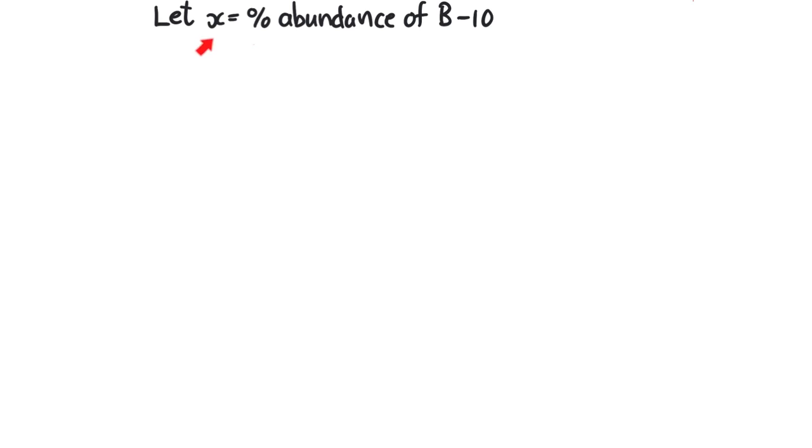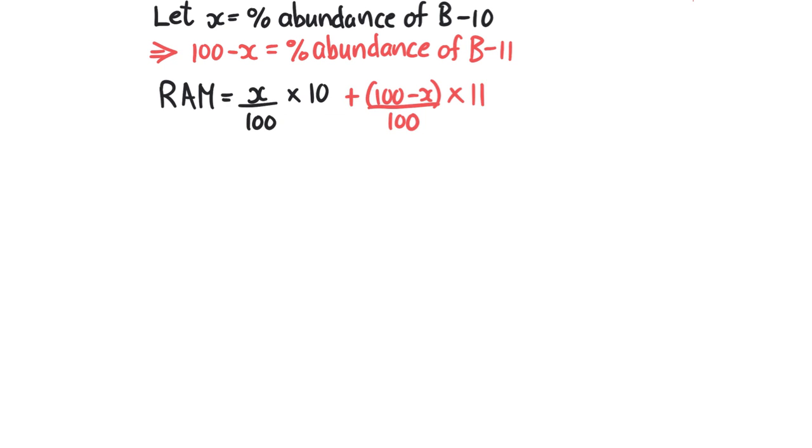So we start off by letting x equal the percentage abundance of the boron-10 isotope. Hence, 100 minus x will be the percentage abundance of boron-11, because the two isotopes, their relative abundances must add up to 100%. So we write down the equation. The relative atomic mass equals the percentage abundance of boron-10 multiplied by the relative mass, which is 10 for boron-10, plus the percentage abundance of boron-11, which is 100 minus x over 100, multiplied by the relative mass of boron-11.